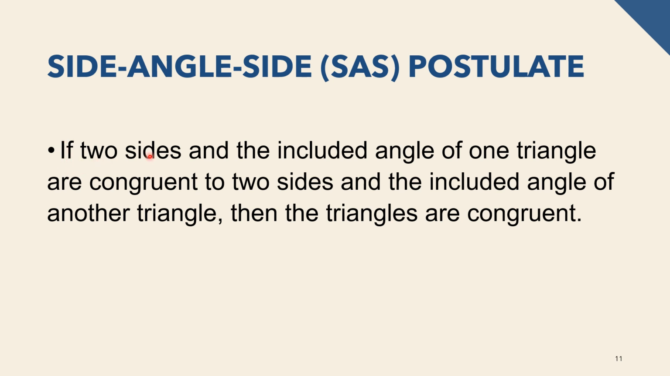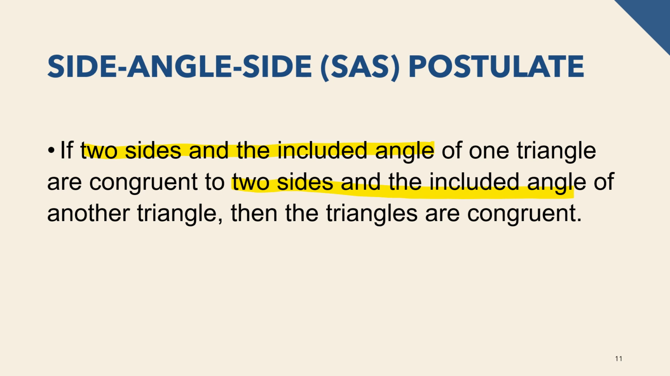It says, if two sides and the included angle of one triangle are congruent to two sides and the included angle of another triangle, then the triangles are congruent. So this is just repeating itself. Two sides and the included angle. And then here again, two sides and the included angle. So that's the important part.